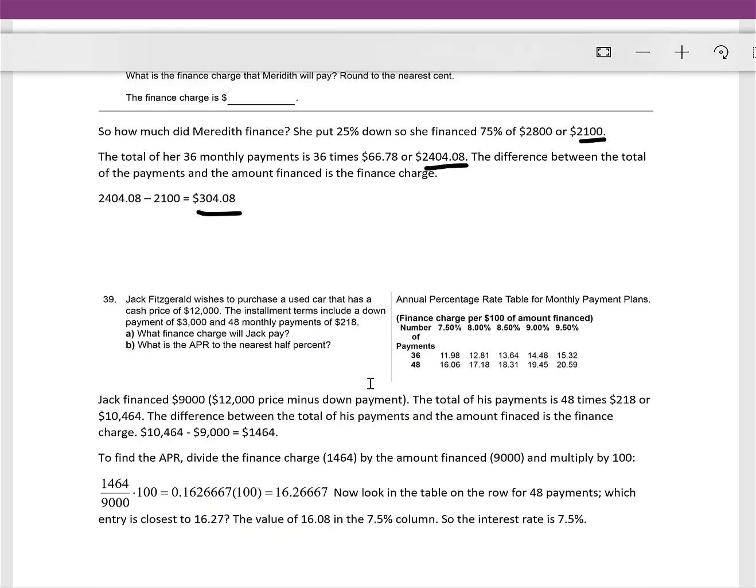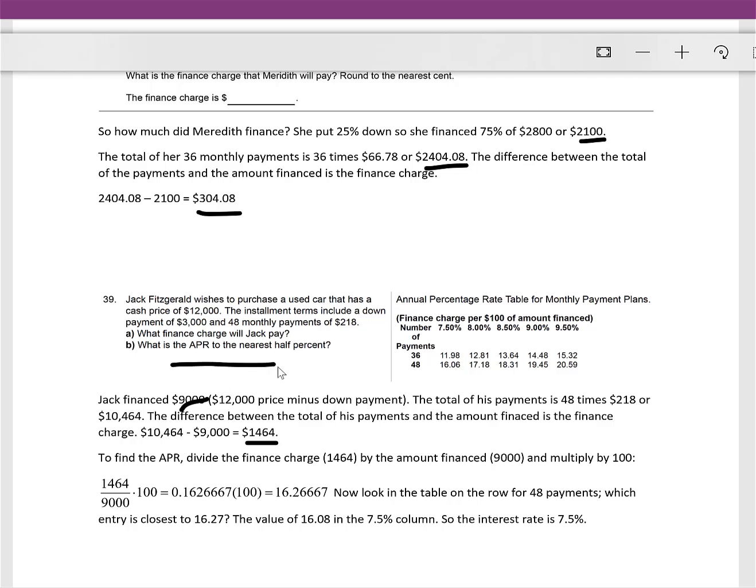Okay, Jack wants to purchase a used car that has a cash payment of $12,000. The installments include a down payment of $3,000 and 48 monthly payments of $218. What's the finance charge? So just like the prior problem, we figure out what he actually financed, which is $9,000, figure out the total of his payments. The difference between those two is the interest paid, $1,464.